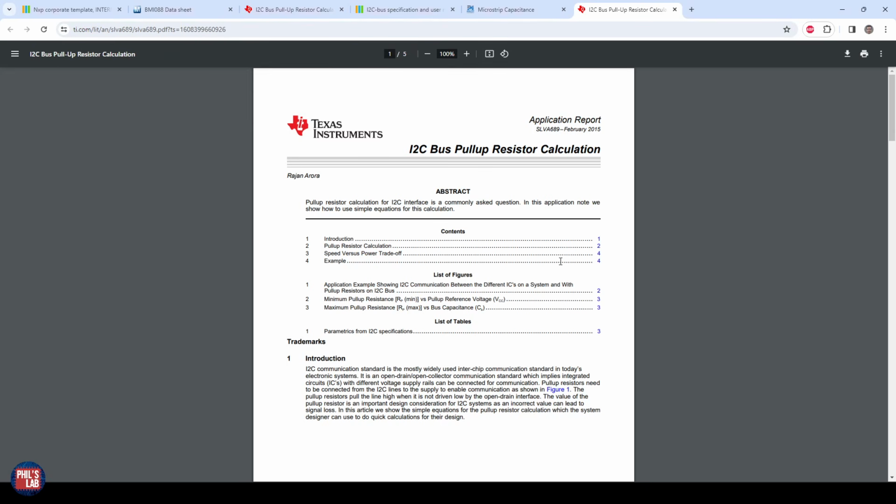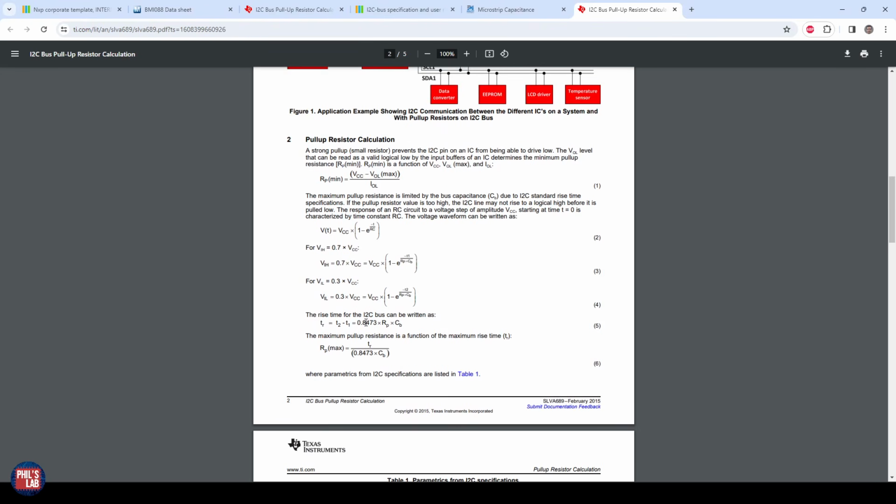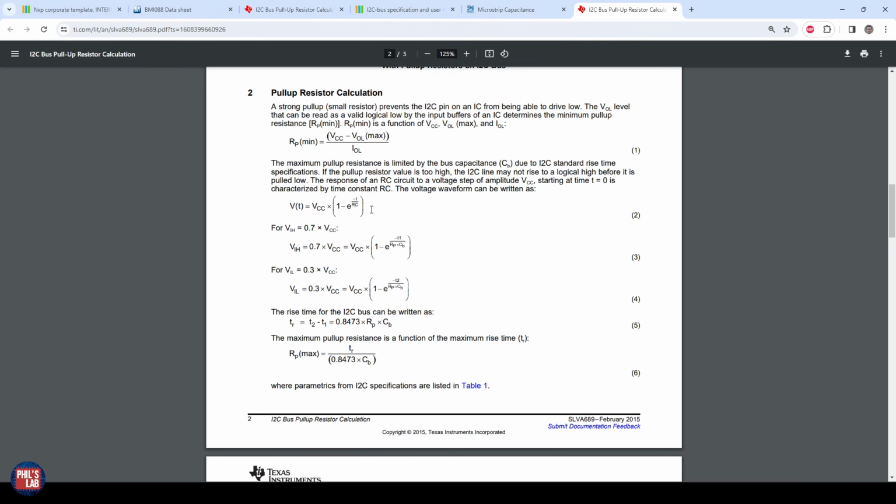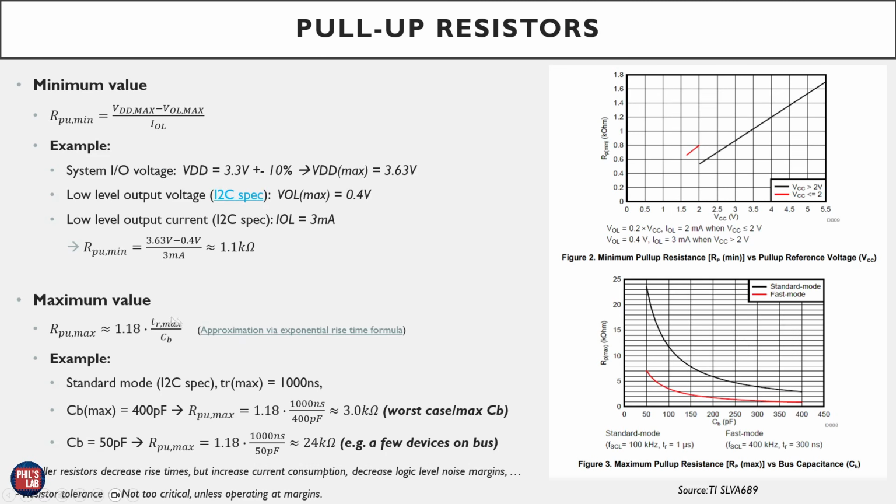And this value is derived, and I'll leave a link to this in the description box below, to this application note SLVA689. Here we can see the derivation of that formula, and this is just taken from an RC time constant. We have R is our pull-up resistance, C is our bus capacitance, and we have a specified rise time and bus capacitance based on the I2C standard we have, or how many devices we have on the bus, and so on. And from our exponential formula, looking at rise times, we can get this formula and just rearrange to have this constant at the top. Gives us 1.18 times T rise max divided by the bus capacitance.